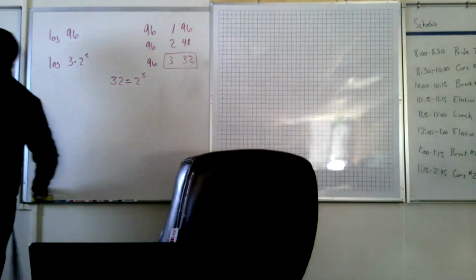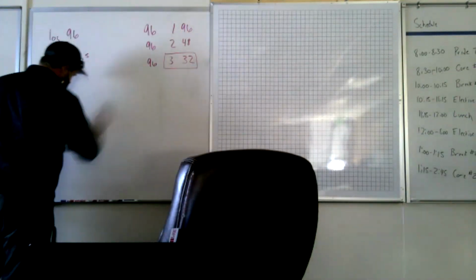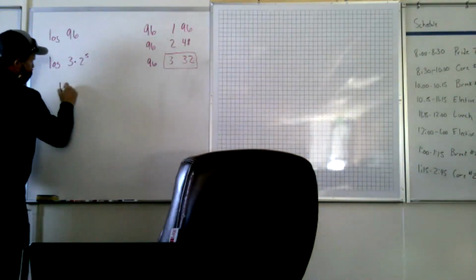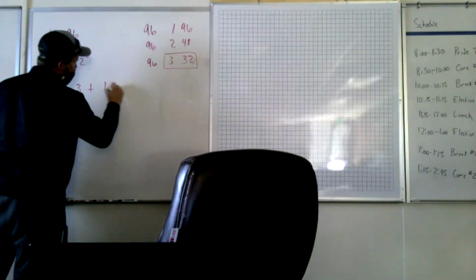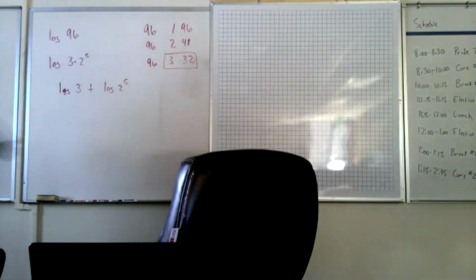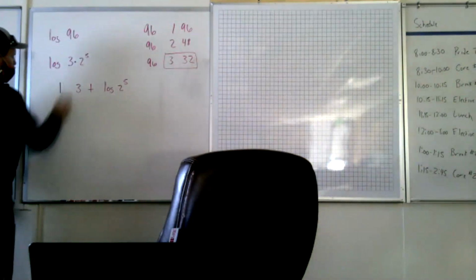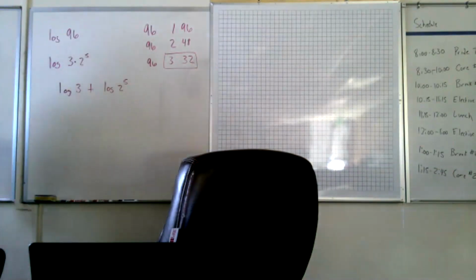I can use these and apply my product property, and now I can split those. So I can set it up as the log of 3 plus the log of 2 to the 5th. You would think that at this point it's done. Sorry, I'm struggling to write right now. But at this point, it's really not quite done yet.